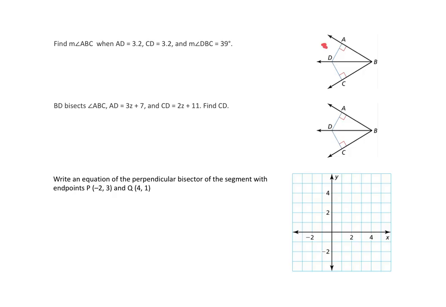AD is 3.2. CD is 3.2. So I know those two pieces are congruent. Immediately know those two pieces are congruent. I also know these are 90s. So what can I say about BD? What's the angle bisector? BD is the angle bisector. So then I can immediately say these two angles are the same.